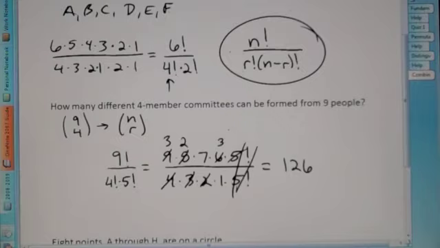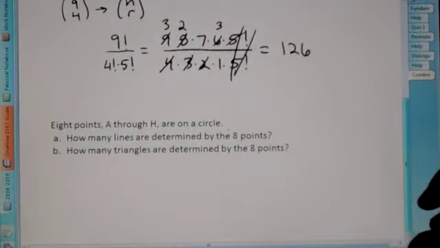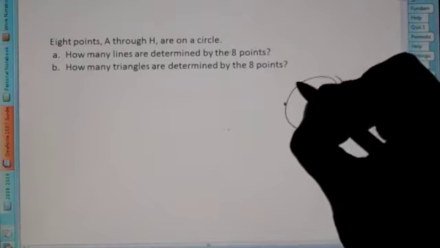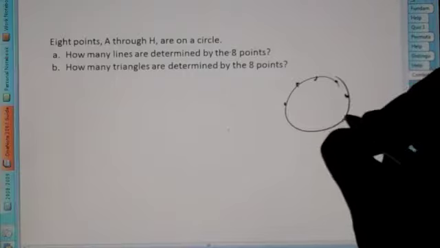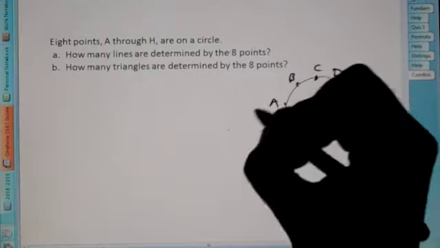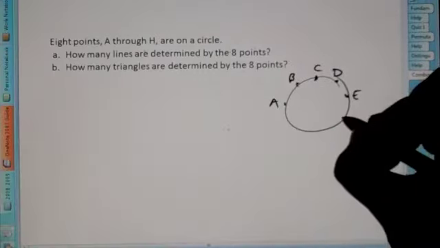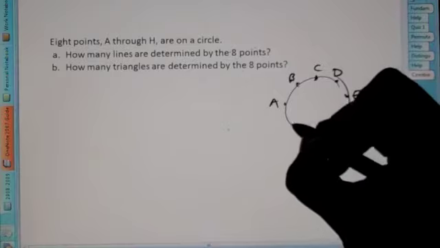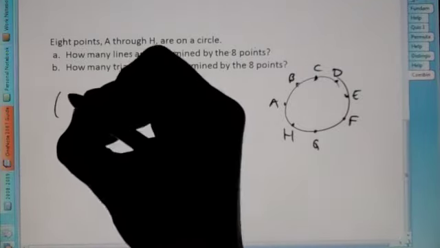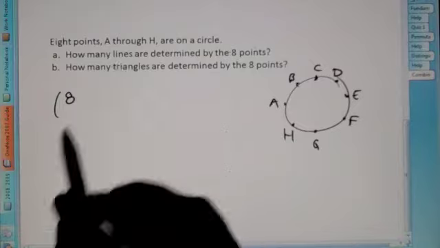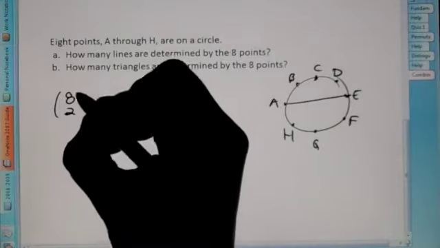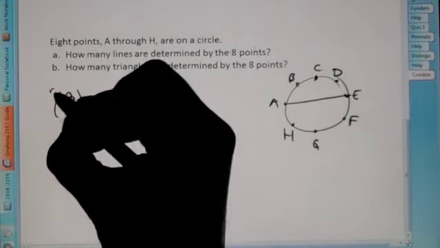Alright. Let's go to our next problem. 8 points, A through H, are on a circle. If you imagine a circle, you have all these points on the circle: A, B, C, D, E, and so on, A through H. It says how many lines are determined by 8 points. So in our notation, we have 8 on top. How many points create a line? All you need is 2 points to create a line. So the 2 is going to go here. Again, this is our n and this is our r.